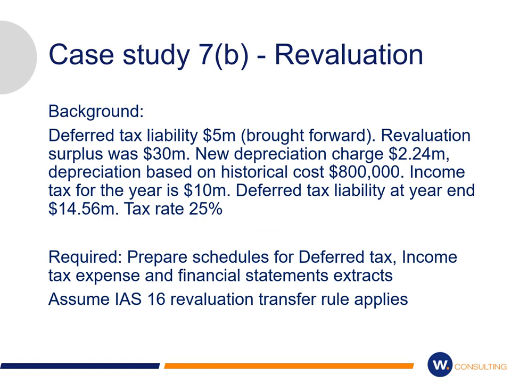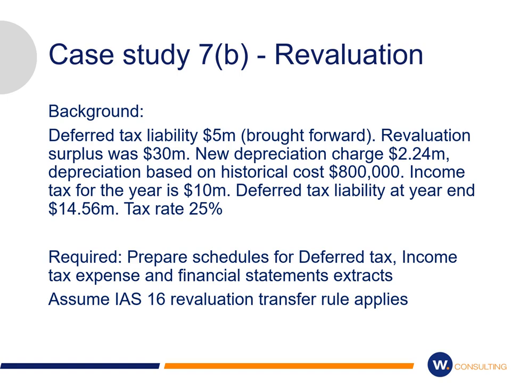Deferred tax liability of 5 million, this is case study 7B, brought forward. Revaluation surplus was 30 million. New depreciation charge of 2.24 million. Depreciation based on historical cost 800,000. Income tax for the year is 10 million. Deferred tax at year end is 14.56. Tax rate 25%. Lots of information there, quite a mouthful. Let's go through it slowly.